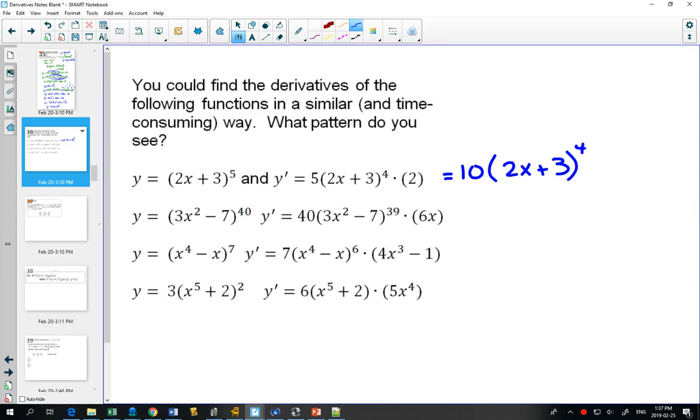And so looking at the pattern, this first one looks like the power rule works, but there's an extra 2. And the second one looks like the power rule works, but there was an extra 6x. The third one looks like the power rule works, but there's an extra 4x cubed minus 1. And the last one looks like the power rule works, but there's an extra 5x to the 4.